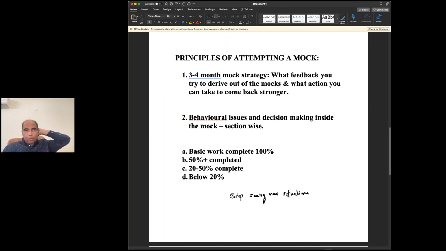Okay, and one important thing that I also wanted to talk to you about is the fact that you have to use sectional tests as a very important building block to your full length tests.